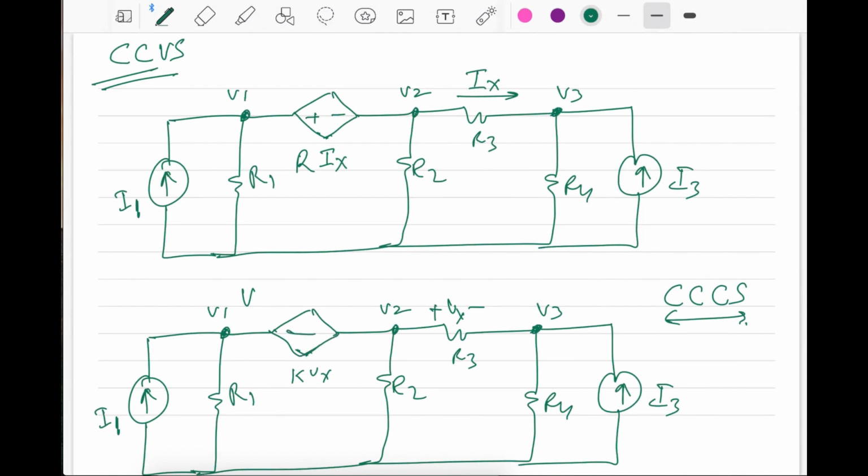So here you have KIX, and this is not there, and this is also not there, and your IX is this side. So these are the different variations which I have already discussed with you now. So try to find the conductance matrices for all the four and see whether they are symmetric or not. Then you can tell me in the next class.